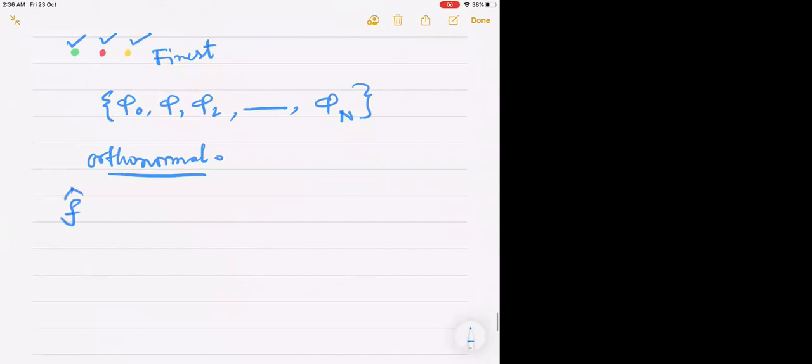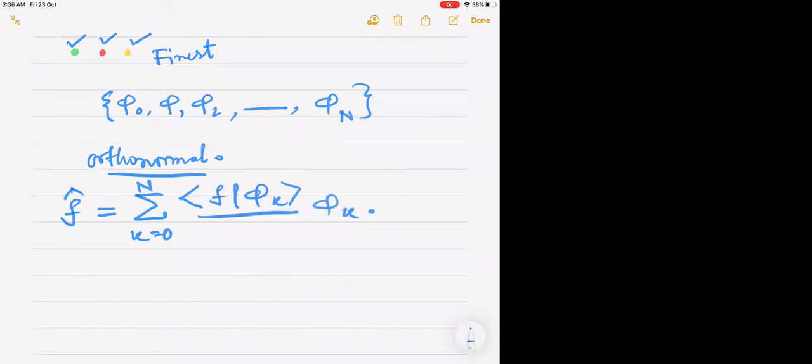And because it's an orthonormal set, given an arbitrary function f here, I can just find its approximation f check or f hat by summing them up, k going from 0 to capital N, dot product of f with phi k divided by phi k norm square, which is just 1, into phi k. Right? This would be the best approximation.